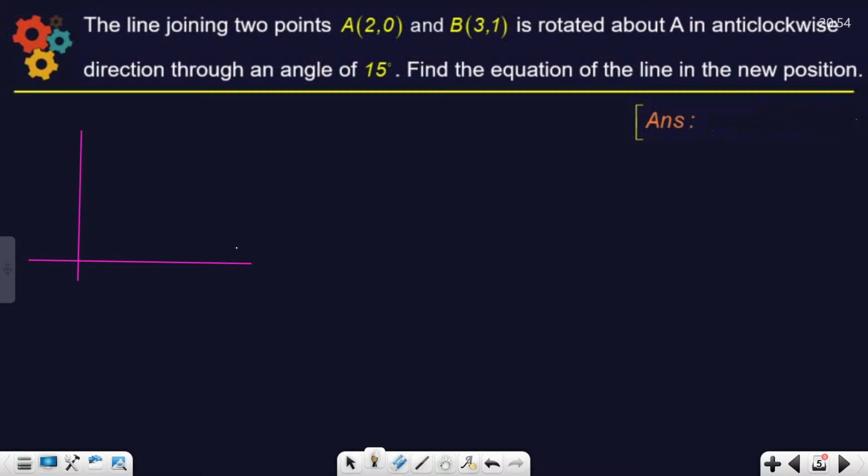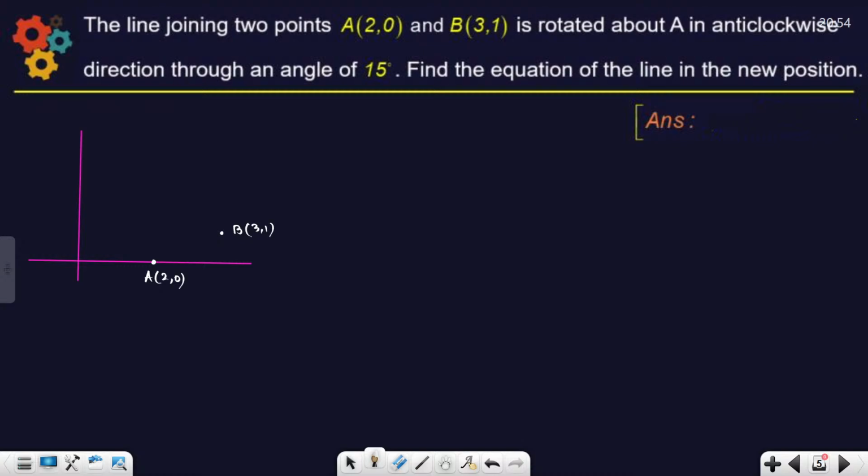The coordinate of point A is (2, 0), so it will be somewhere here. It's (2, 0), and B is (3, 1). Let us say it is somewhere here, right? This point is (3, 1).